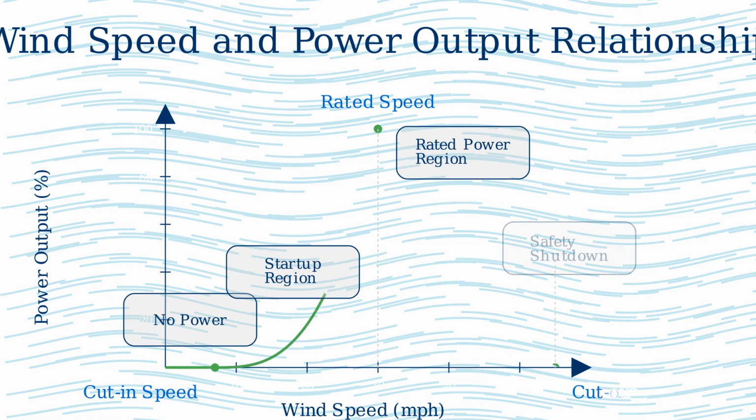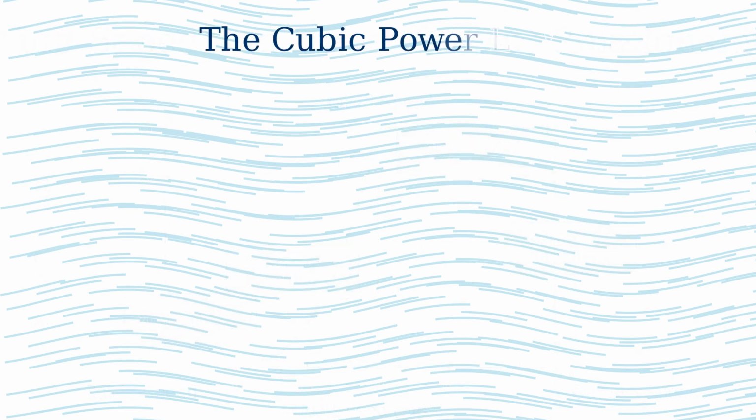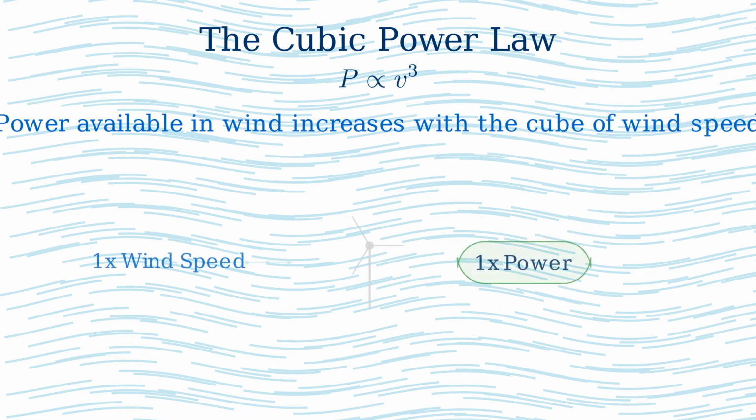For safety, the turbine shuts down at the cutout speed, typically around 55 miles per hour, to prevent damage from excessive wind. One of the most important principles in wind energy is the cubic power law. This means that the power available in the wind increases with the cube of the wind speed. When wind speed doubles, the power output increases 8 times. This is why location and height are so critical for wind turbines.